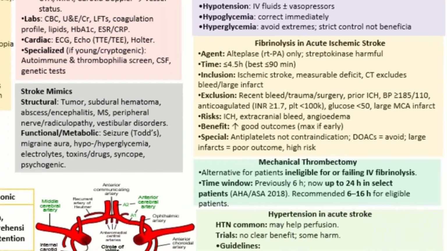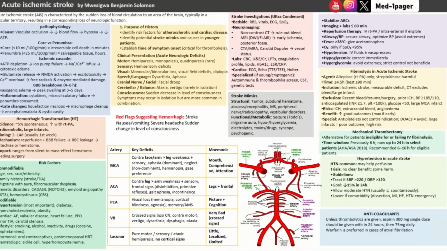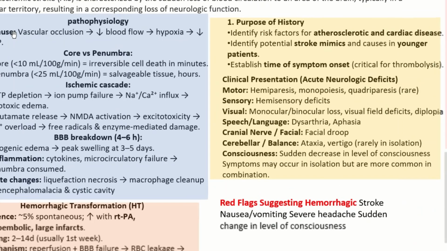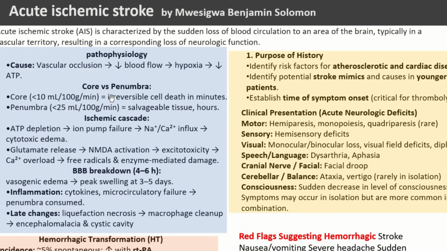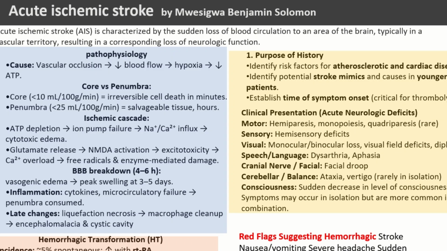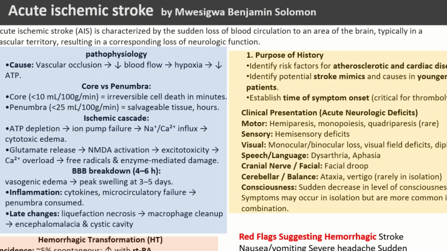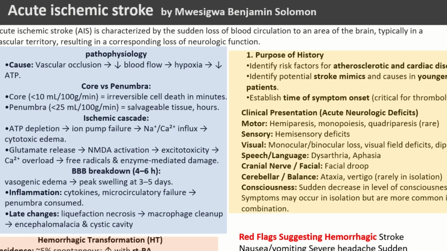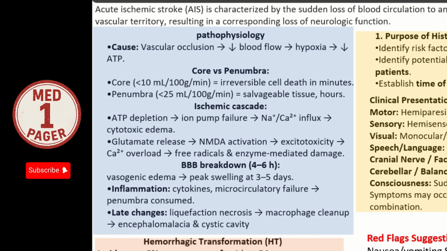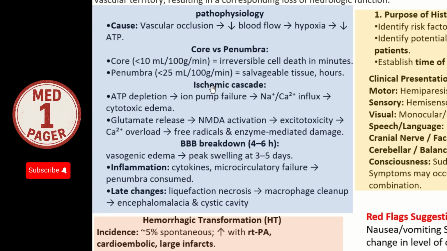So when it comes to stroke, acute ischemic stroke is characterized by the sudden loss of blood circulation to an area of the brain, typically in a specific vascular territory, and this is going to result in corresponding loss of neurological function. So what happens is that we have any cause, which can be a thrombotic cause or an embolic cause. Thrombosis, whereby we have a clot forming at that specific point and staying there, occluding that vessel. Or we can have an emboli, which is a clot that breaks off somewhere else, dislodging into another vessel within the cerebral circulation, leading to the stroke.